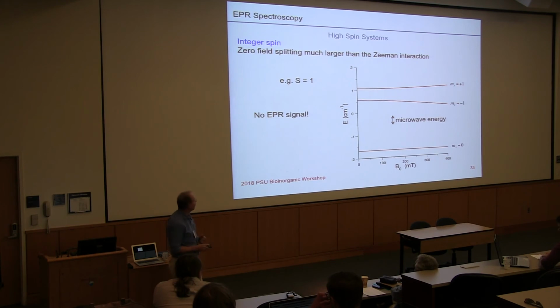So there are ways that this can be done. I'm not going to talk much about this, but if you change the orientation of the magnetic field in the resonator compared to the external magnetic field that's being applied, in some cases it is possible to detect signals from these systems. But in general, integer spins of transition metals, or states with integer spins in transition metals, are very difficult, if not impossible, to detect by standard EPR methods. Right?